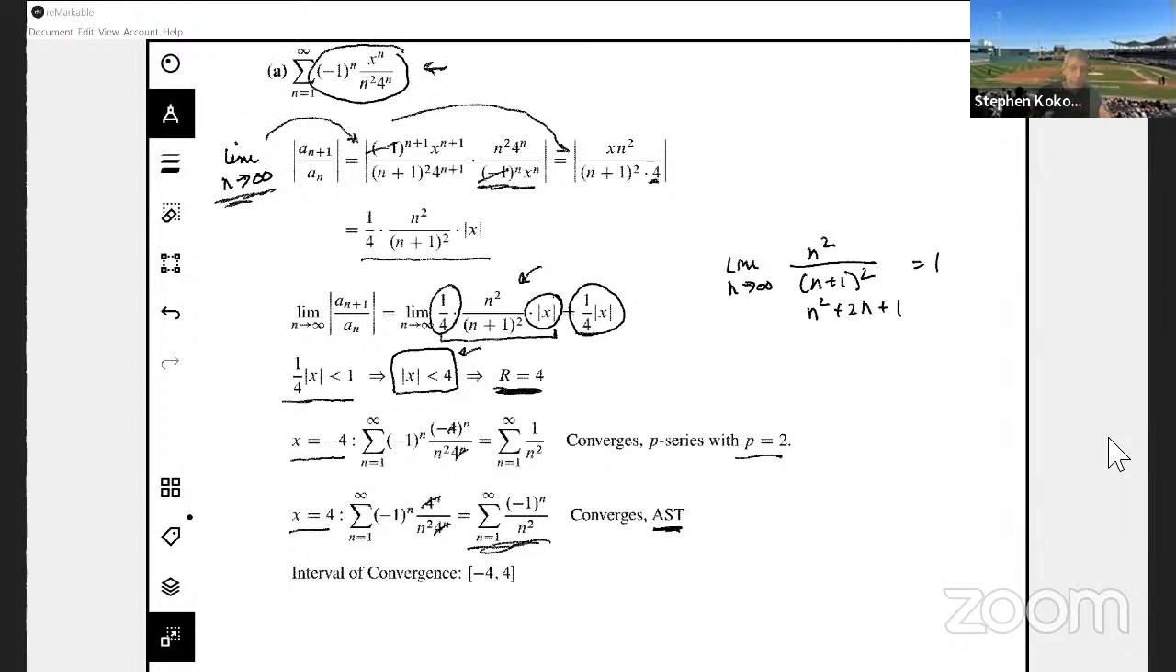It would be nice if you showed us the conditions of the alternating series test, but in this kind of a problem, you wouldn't have to. So that means the interval of convergence here is -4 to 4 closed. And that's a nice problem to start out with.